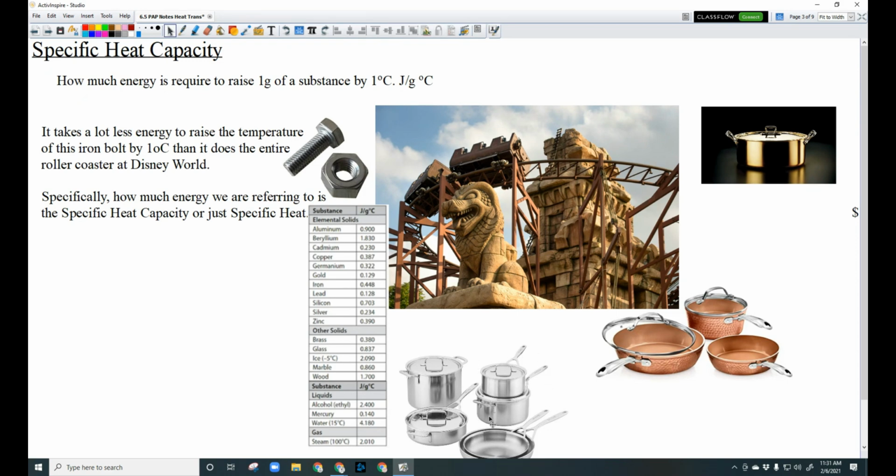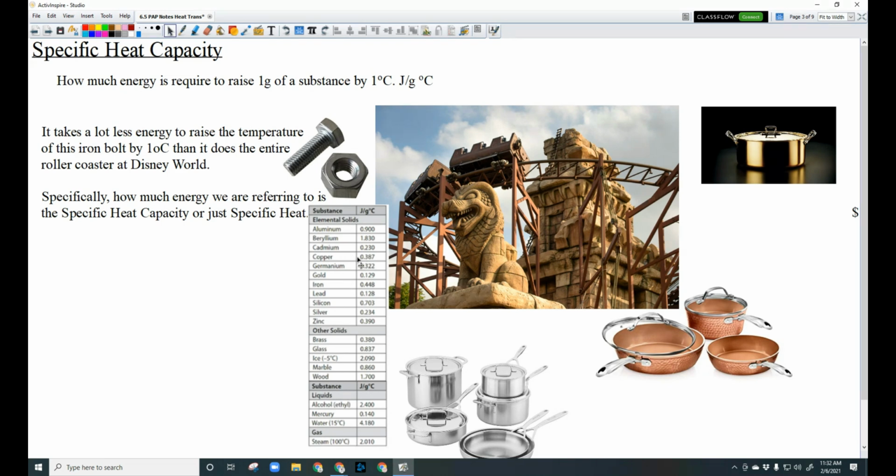So when we look at cookware, the question is always asked, why do we have different kinds of cookware? Like this cookware is made of aluminum and this is made out of copper. Why would we have two sets of cookware? Well, because look at the specific heat. For aluminum, right here, 0.900. Now let's compare that to copper, 0.387.